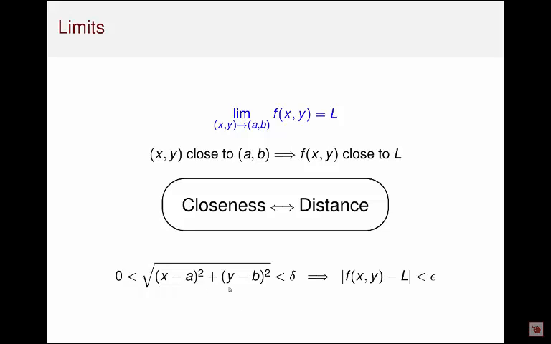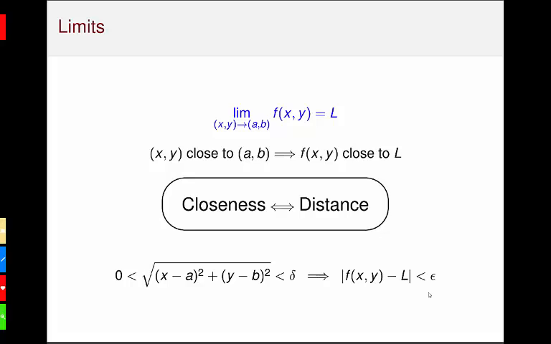Also, since xy is not equal to ab, this distance cannot be 0, hence it must always be strictly more than 0. On the other hand, for the function f to be close to L, we want their distance to be small as well. Since both the value of a function and L are real numbers, their distance is just the absolute value of the difference. So we want this distance to be strictly less than some positive real number, let's say epsilon.